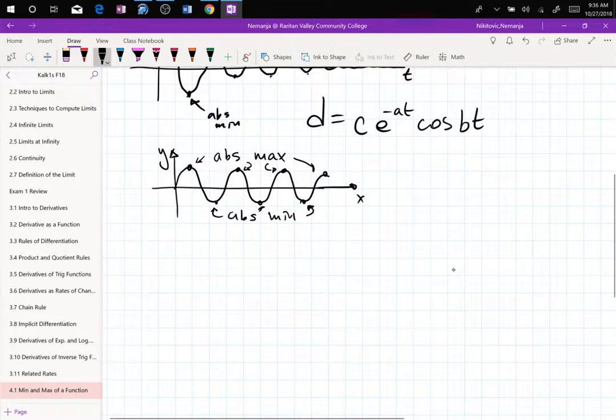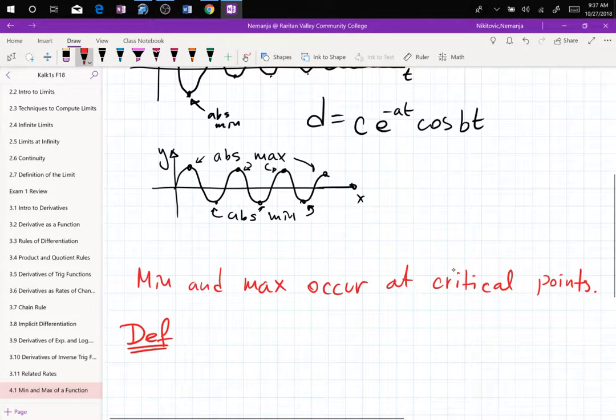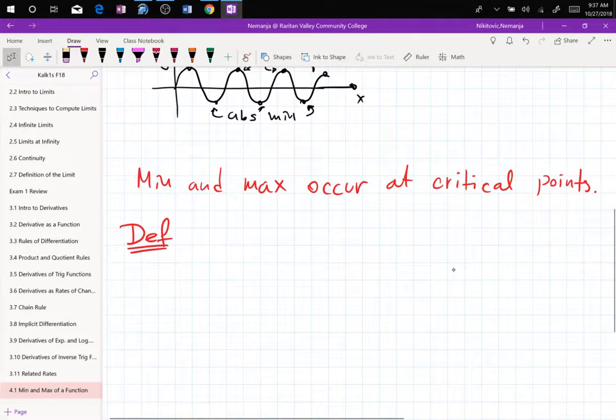Before we do that, I'm going to write a sentence here in red, which states that min and max occur at critical points. And now we need the definition for the critical point. So min and max occur at critical points. I am going to box that statement.